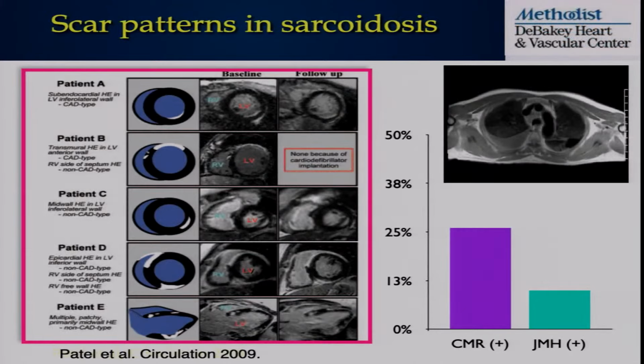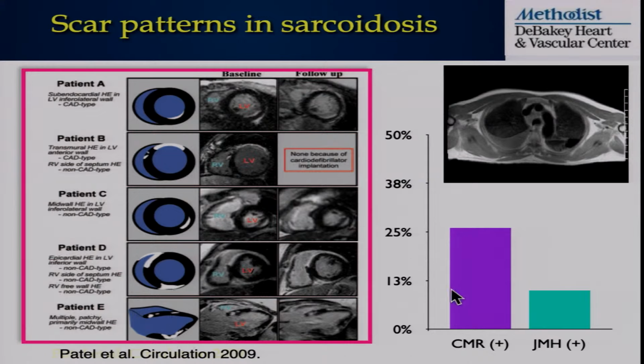So let me just walk you through what's the literature with regard to MRI in sarcoid. One of the things is obviously the pattern of myocardial damage that you can see in sarcoid. This is one of the classic publications back in Circulation in 2009, which really showed that with sarcoid, you can get a variety of different presentations. You can get subendocardial, transmural, mid-myocardial, epicardial, and oftentimes multiple foci.